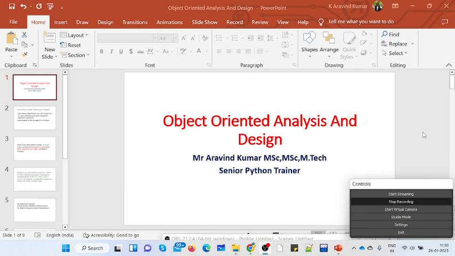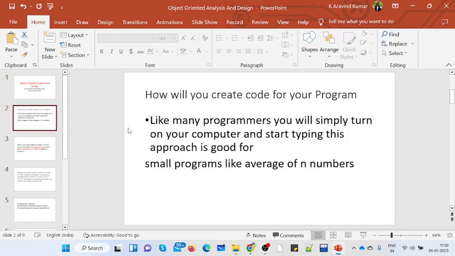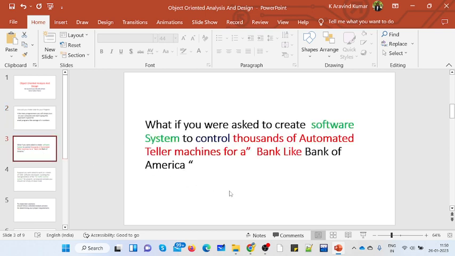Generally, if you want to solve a small problem, like writing code for finding the average of n numbers, you don't need all this mess. You don't need object-oriented programming, no need of these concepts at all. But when you want to write code for very big projects, like a software system to control thousands of automatic teller machines for a bank like Bank of America, then only you need object-oriented analysis and design.